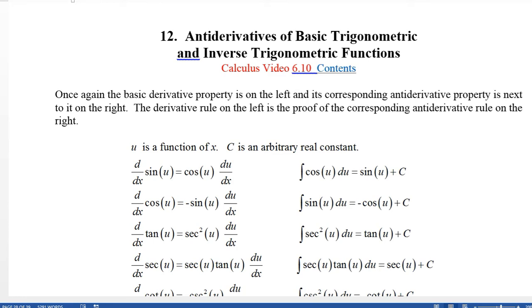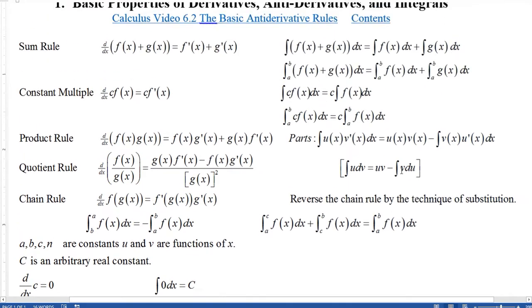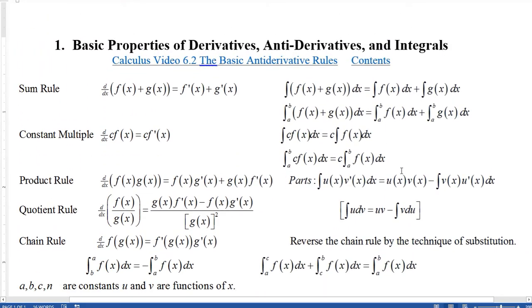This is Jack Jackson. In this video, we're going to talk a little bit about antiderivatives and basic trigonometric functions, inverse trigonometric functions, and a couple of hyperbolic trigonometric functions. Before I do that, let's review very quickly how we have several different basic properties of derivatives, antiderivatives, and integrals.